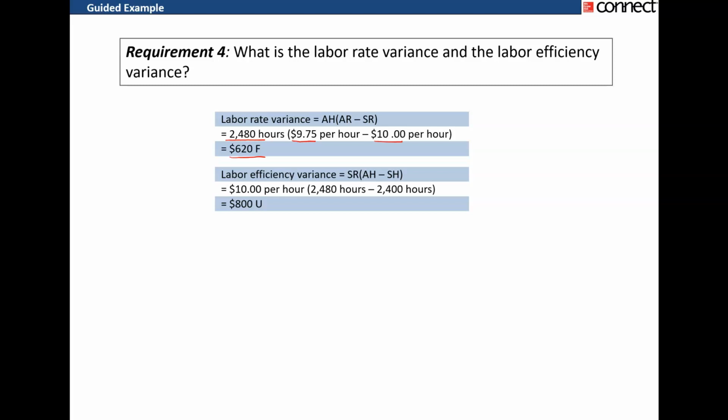For the labor efficiency variance, take the actual hours that they used, which is 2480, and then subtract the hours that they should have used, which is 2400. You have a difference of 80 hours. Multiply that by the standard rate of $10, and you get an unfavorable variance of $800.